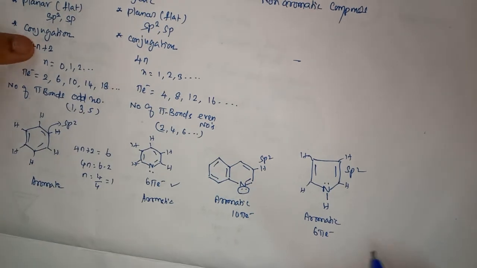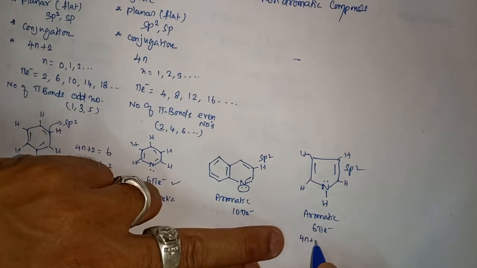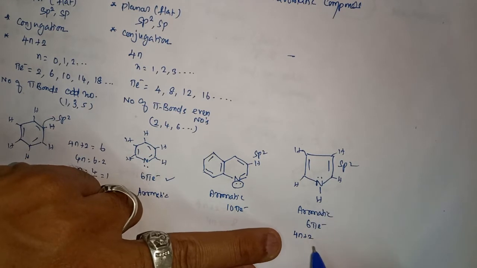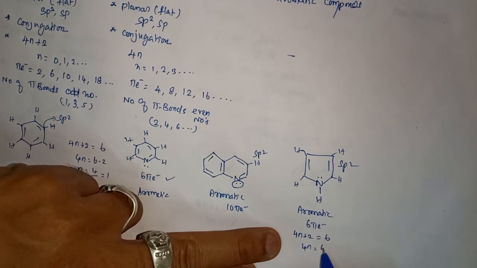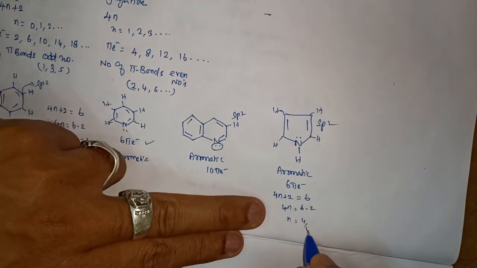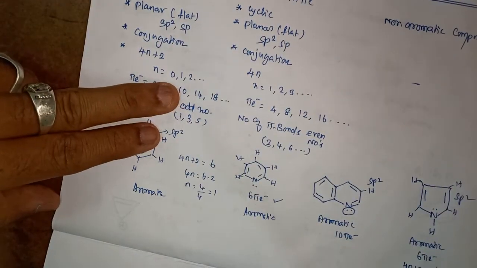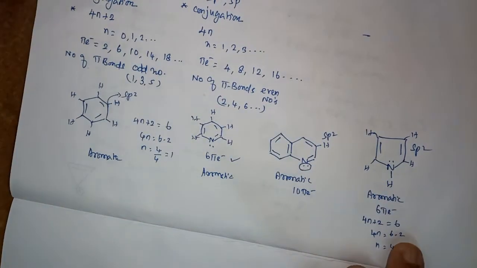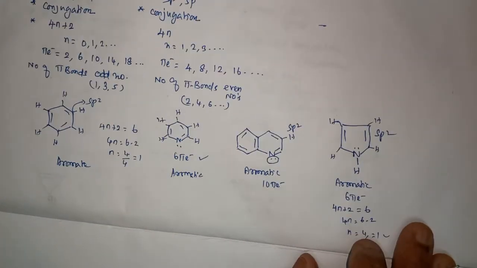That means definitely it obeys 4n plus 2. That is called Huckel's rule. 4n plus 2 is equal to 6, so 4n is equal to 6 minus 2, that is n is equal to 4 by 4, which is equal to 1. This is n. n equal to 1 means it is aromatic. This is also called aromatic, right?